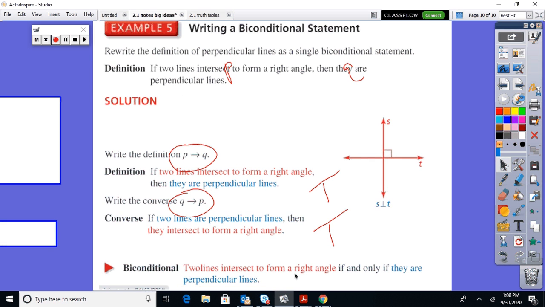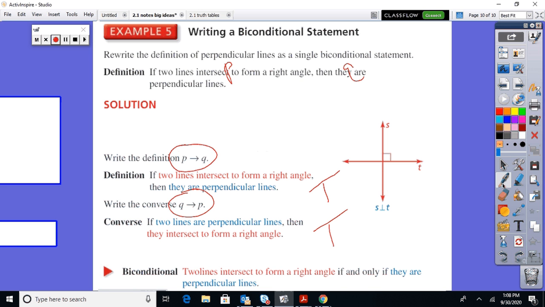So when you have a conditional and its converse both being true, you can combine them to form a true biconditional. Two lines intersect to form a right angle if and only if they are perpendicular lines. So there's your key phrase there. It takes the if and the then out, and it includes if and only if. A lot of words in this section, my friends. All right. Peace.